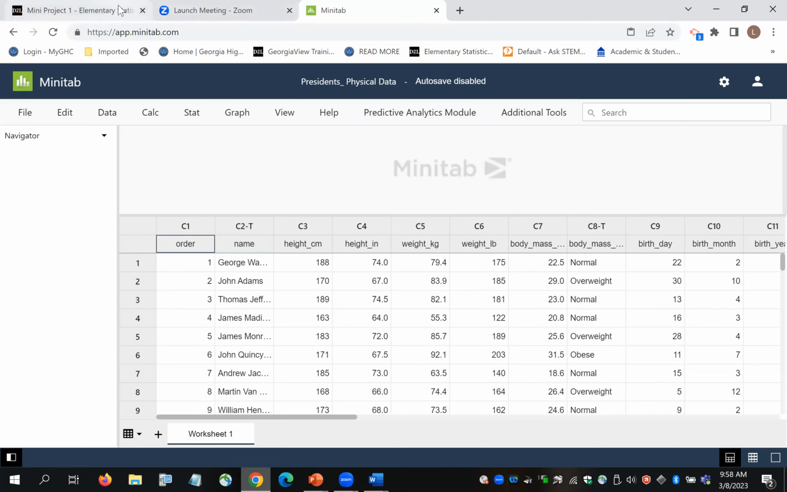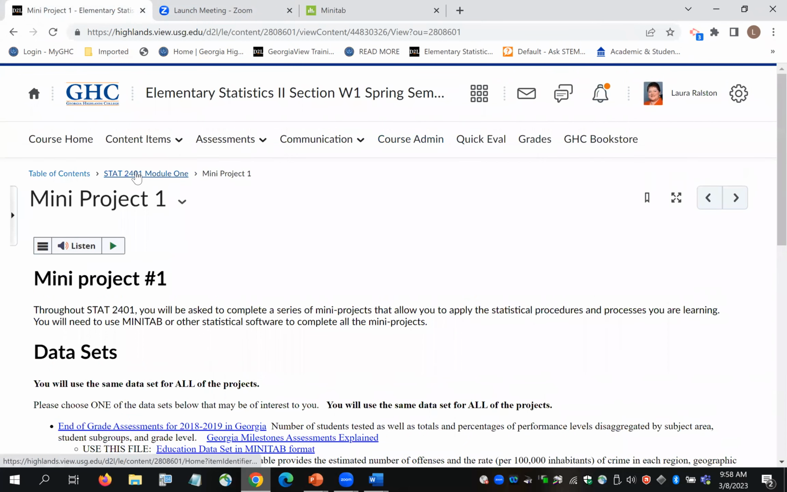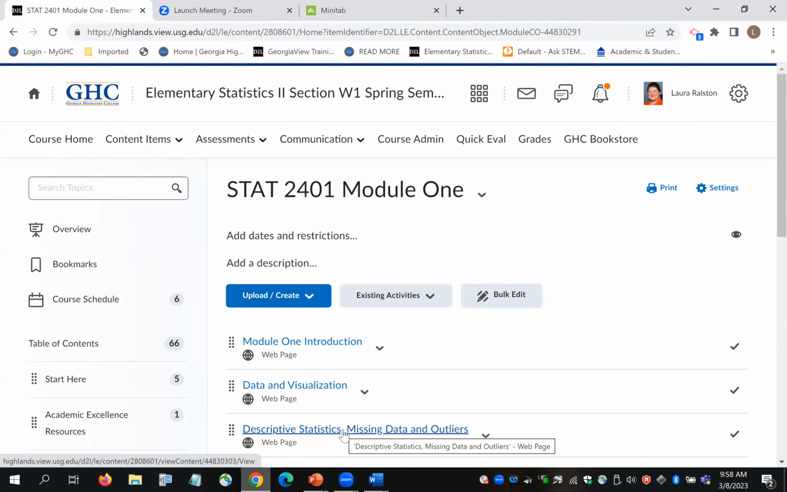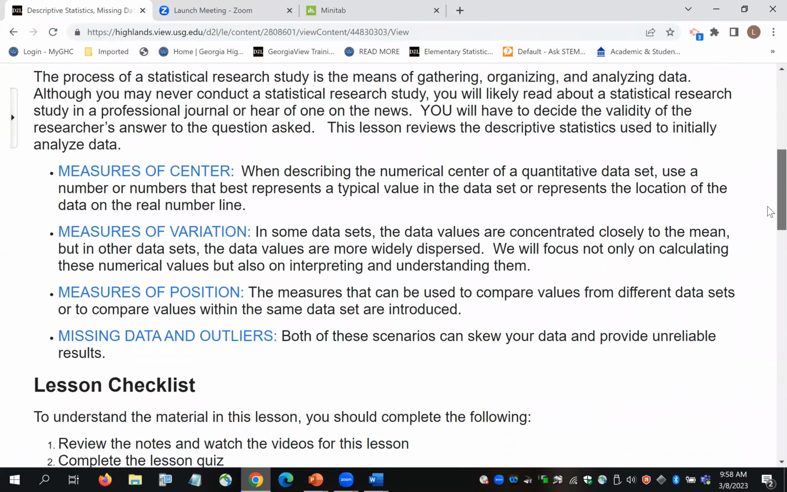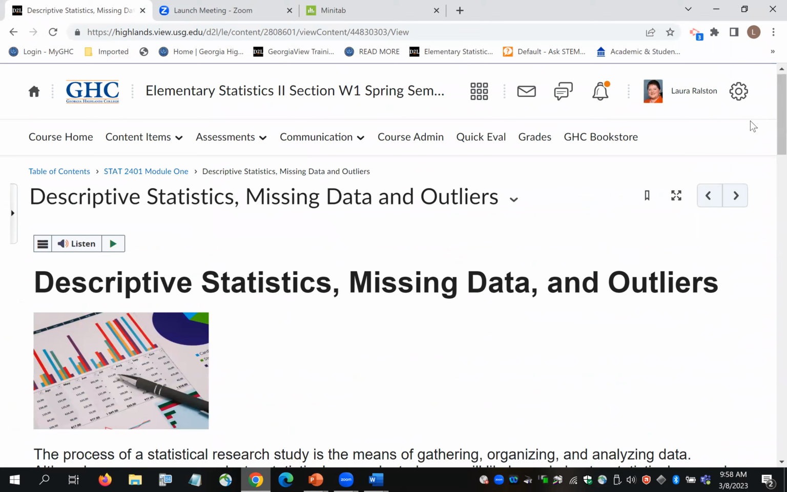Okay. Now, again, I've tried to walk through them slowly here in our discussion. But also under the descriptive statistics, missing data, and outliers lesson, I have videos where I walk through it again. Specifically, there's one for Excel and there's one for Minitab. Okay, any questions? Because you're going to need to be able to do that as you begin working on your project.